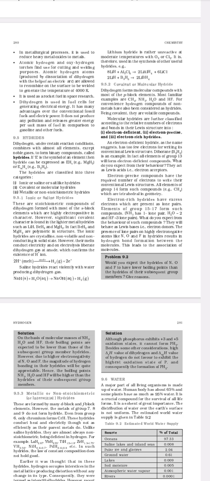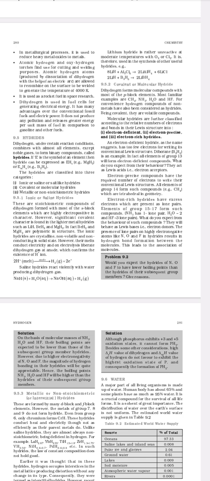Dihydrogen forms molecular compounds with most of the p-block elements. Most familiar examples are methane, ammonia, water, and hydrogen fluoride. For covalence, hydrogen compounds of non-metals also have been considered as hydrides. Being covalent, they are volatile compounds. Molecular hydrides are further classified according to the relative number of electrons and bonds in their Lewis structure into electron deficient, electron precise, and electron rich hydrides.